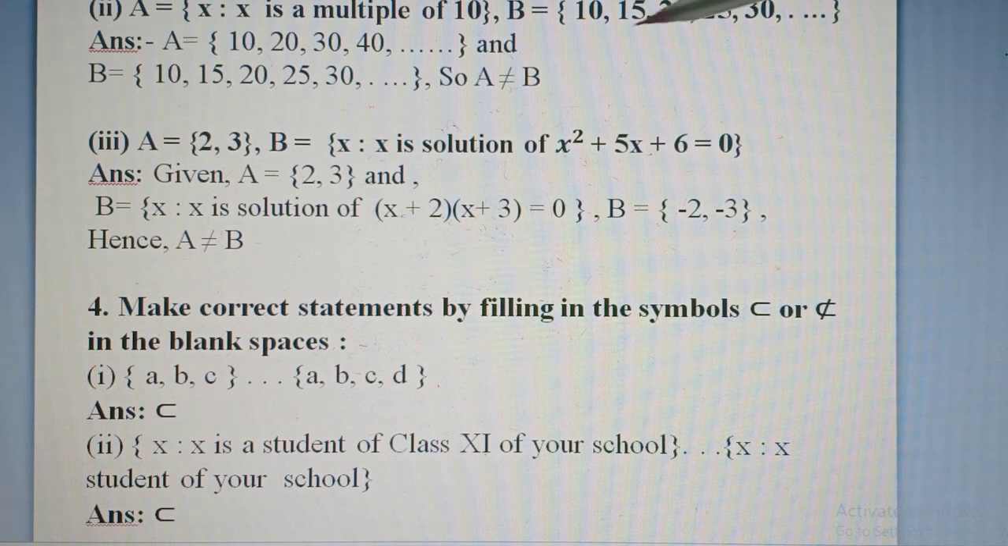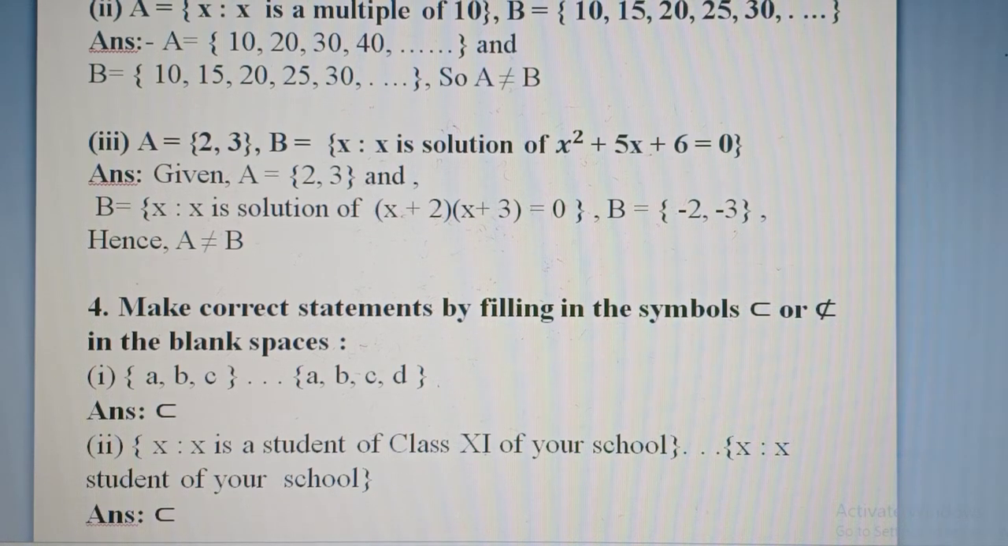We can see that 15 and 25 are such elements that are not present in the set A. So the elements are not the same actually. All the elements are not the same. So the sets are not equal. So A not equal to B.